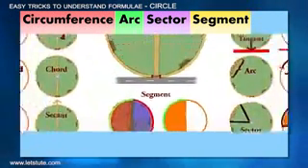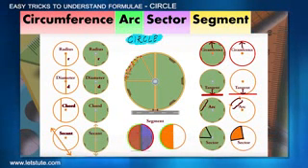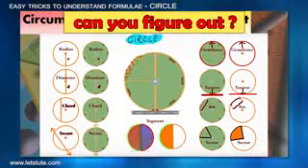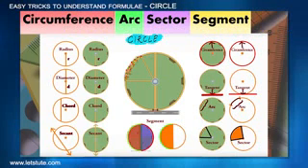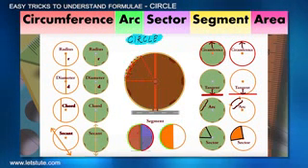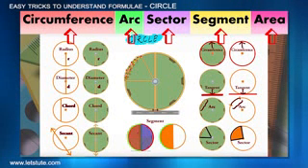In this chart, there is one more very important thing which is not there. Can you figure it out? What are we talking about? Yes, we are talking about the area of a circle. So, these are the certain parts of a circle which require a formula.